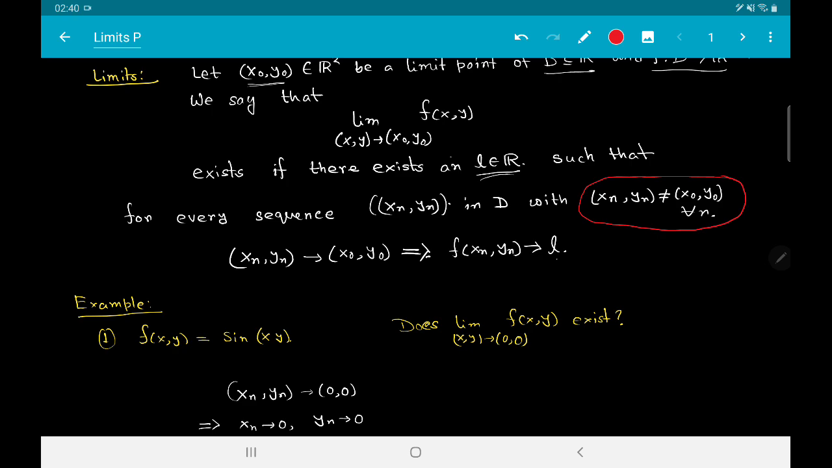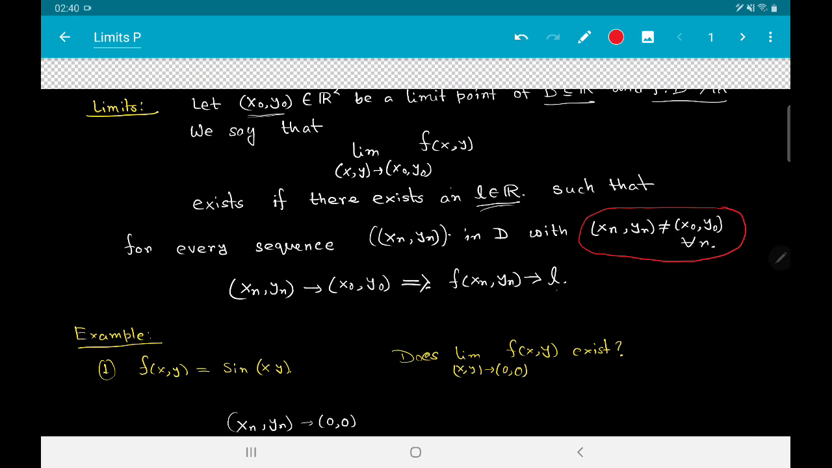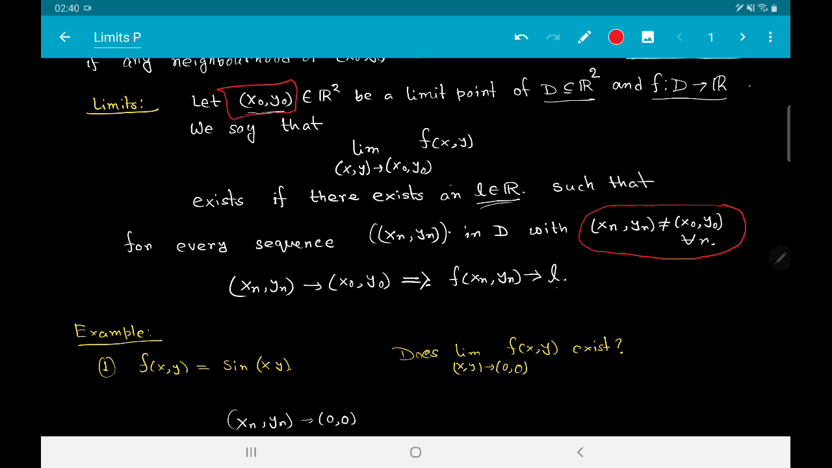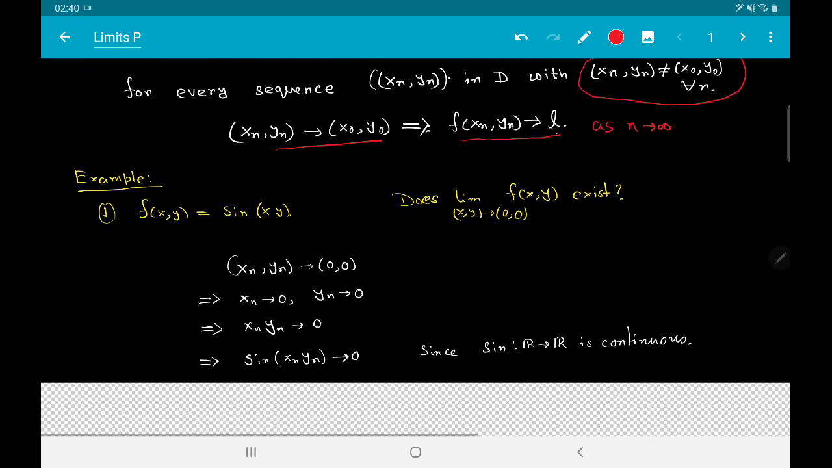By what I have just said, if you have chosen (x0, y0) to be a limit point, such a sequence always exists. So what is the definition? If you pick any sequence that has this property that none of the terms are the same as (x0, y0), and this sequence converges to (x0, y0), then f(xn, yn) must converge to L as n tends to infinity. In this case, we say that the limit exists and is equal to L. Let us look at a few examples.